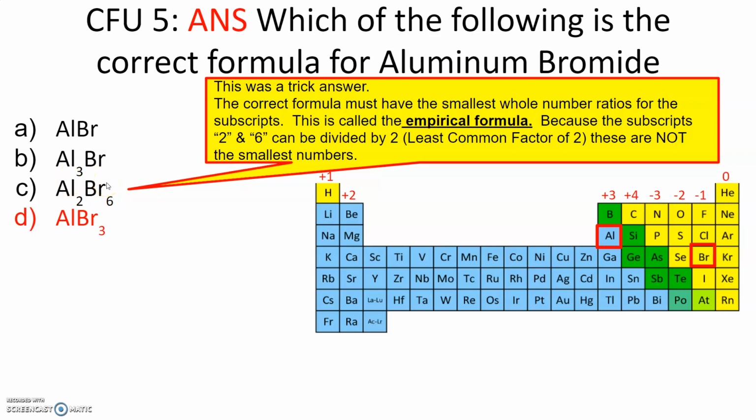But the problem with this is that the formula is incorrect because in order for the formula to be correct, the subscripts must be in the smallest whole number ratios. That's what's called the empirical formula, all right? Since 2 and 6 can both be divided by 2, they have a least common factor of 2. These are not the smallest numbers possible. The smallest numbers possible would be choice D. So this is sort of a trick, but also meant to help you learn something new.